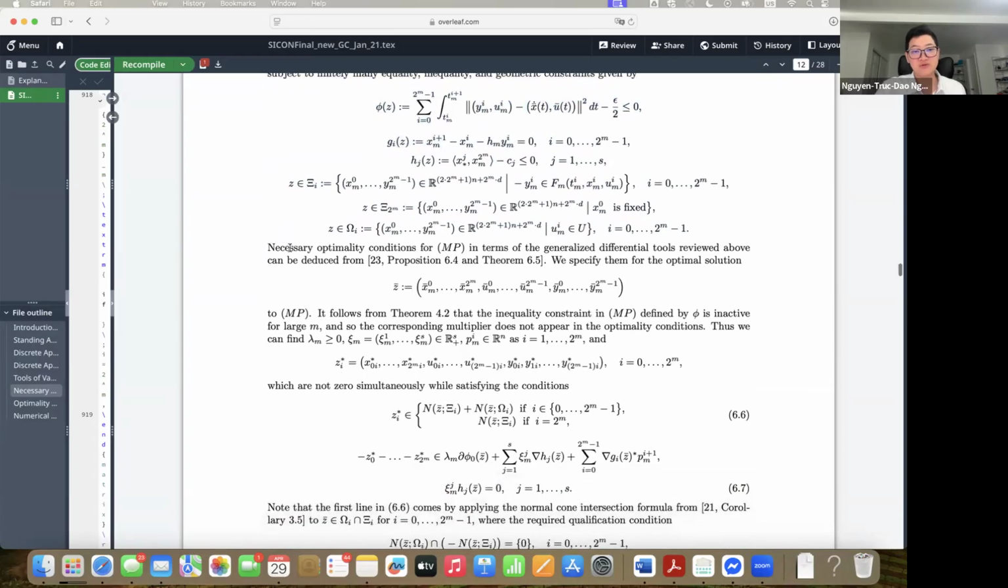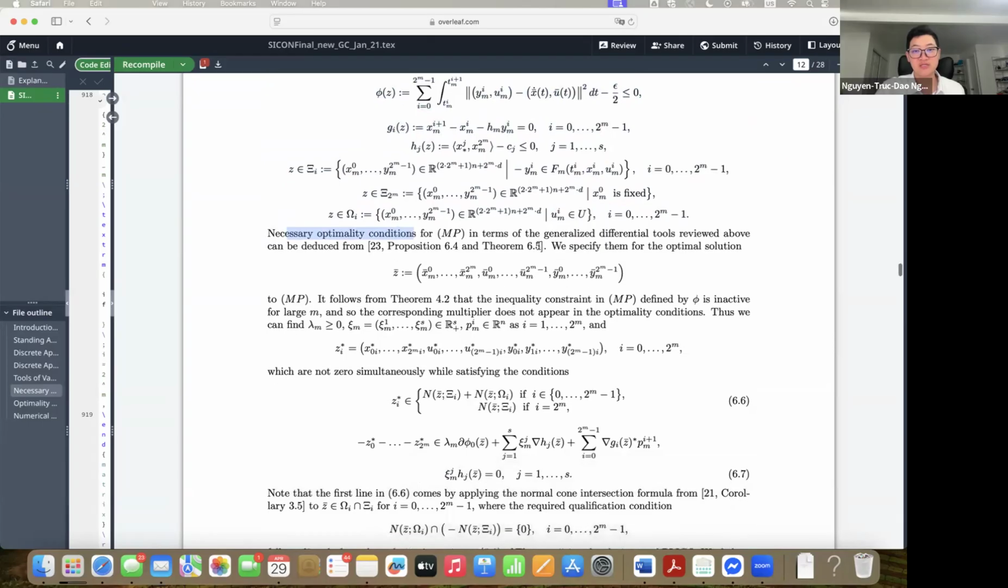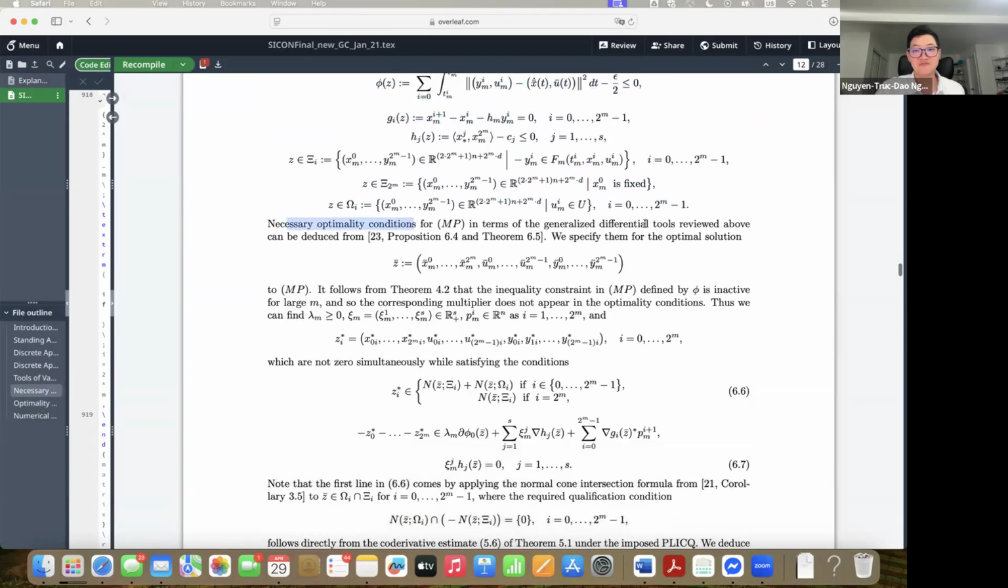So now we need to derive the necessary optimality conditions for the mathematical programming problem in terms of the generalized differential tools reviewed above. You can look at the book, the first book of Professor Boris Mordukhovich. You can look at Proposition 6.4 and Theorem 6.5 in that book. It helps you derive the necessary optimality conditions for mathematical programming.